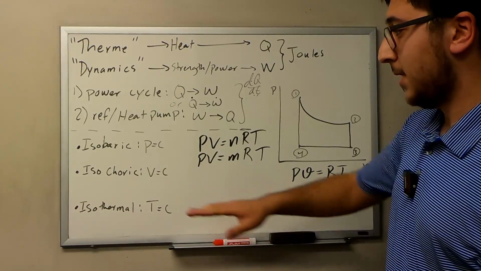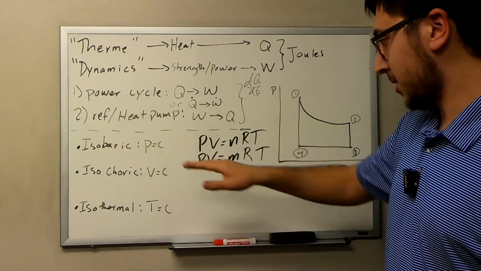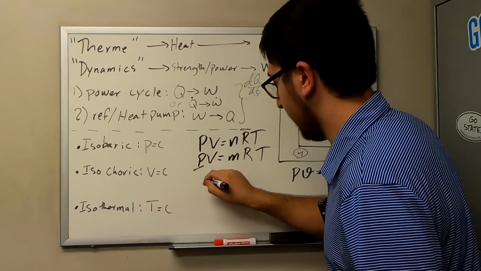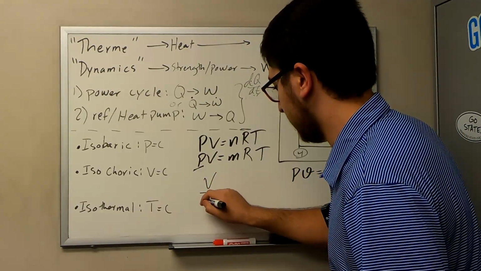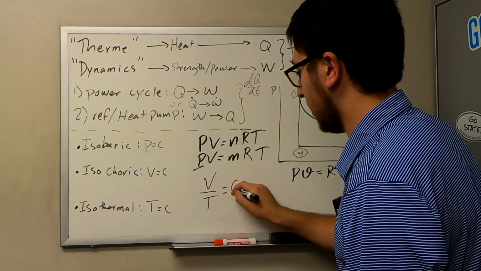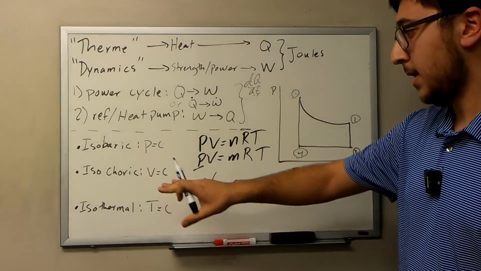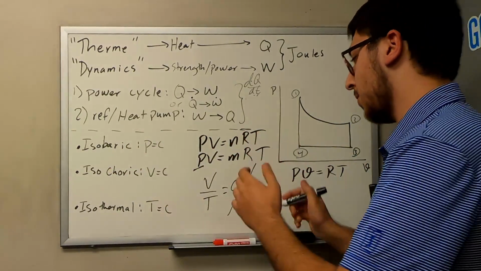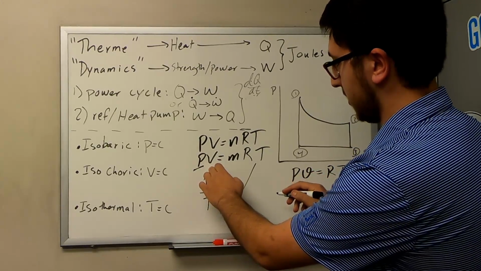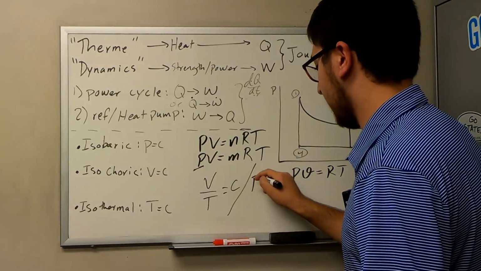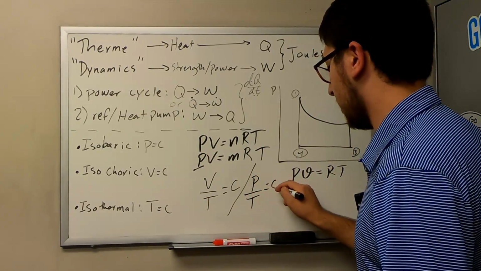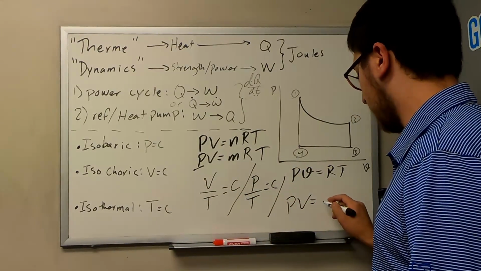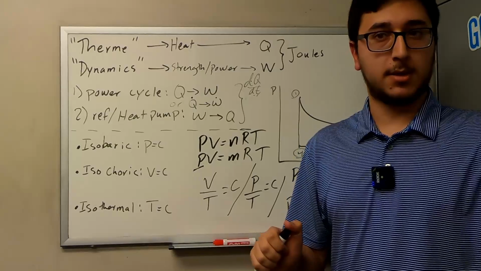So when we have an isobaric process where pressure is constant, we can divide it over and we get that V over T is going to be a constant. That's for isobaric. Isochoric would be V is a constant, so we divide it over and we have P over T to be a constant. And isothermal would be PV equal a constant, and that's what Kyle was talking about.